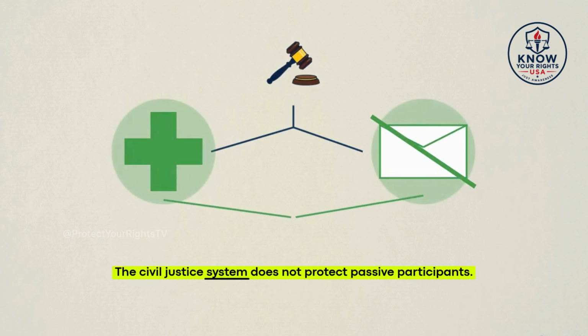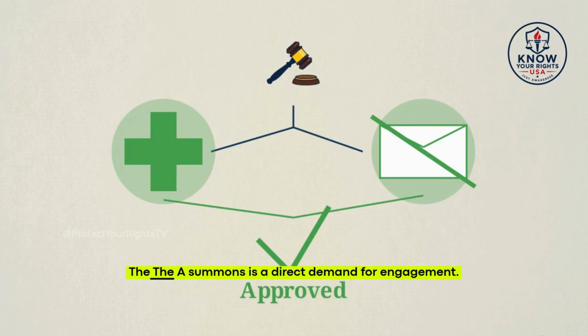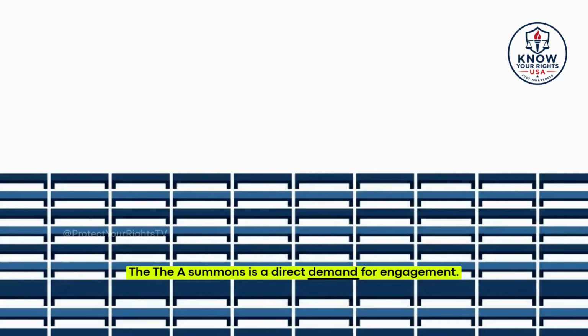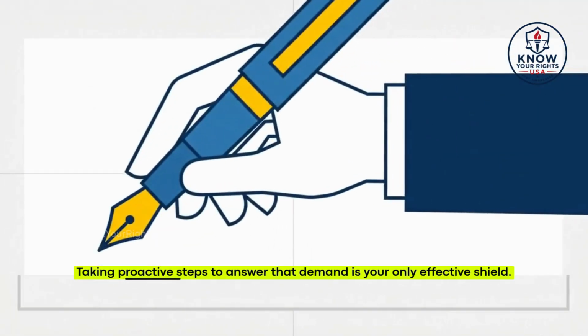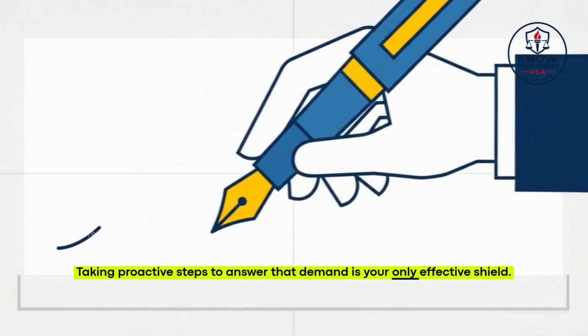The civil justice system does not protect passive participants. A summons is a direct demand for engagement. Taking proactive steps to answer that demand is your only effective shield.